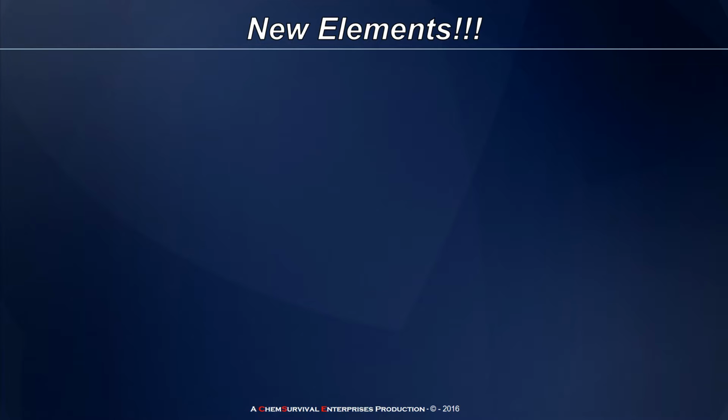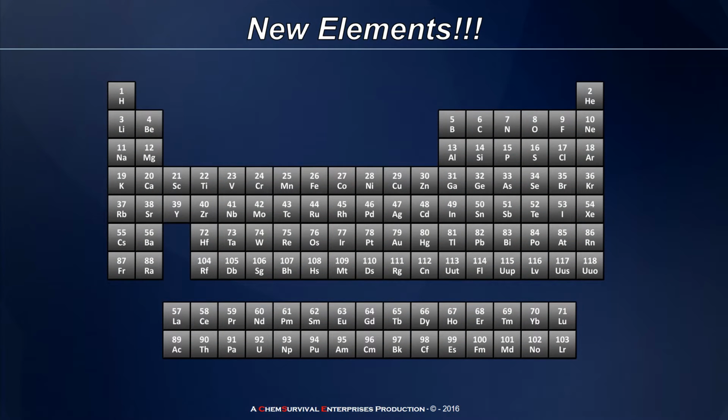And today I thought I'd talk to you a little bit about the new elements that we heard so much about in January of 2016. If you look closely at the periodic table as it exists today, you'll notice that there are 4 elements down in the bottom right corner that have 3-lettered symbols instead of 2-lettered symbols.